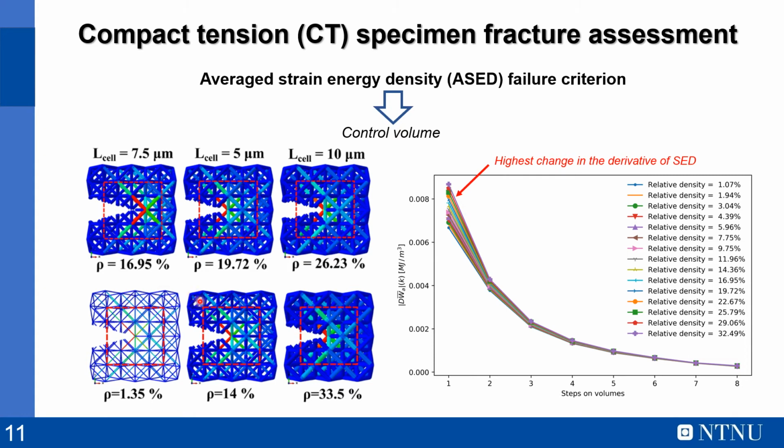We see here that for every combination of values, at every relative density and unit cell size, the concentration of the strain energy density is prevalently on the first unit cell. And this can be confirmed by looking at the derivative of the strain energy density as a function of the control volume steps. And you can see that the highest change in the derivative corresponds to one cell size of the control volume.